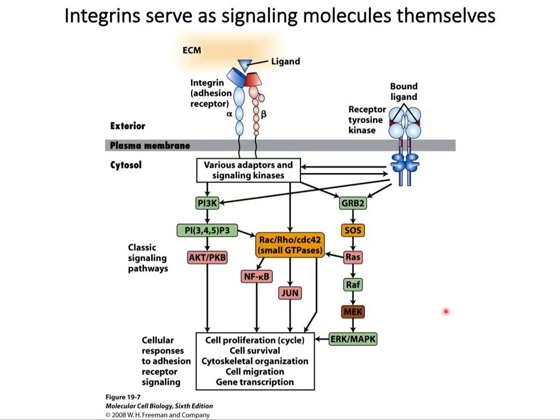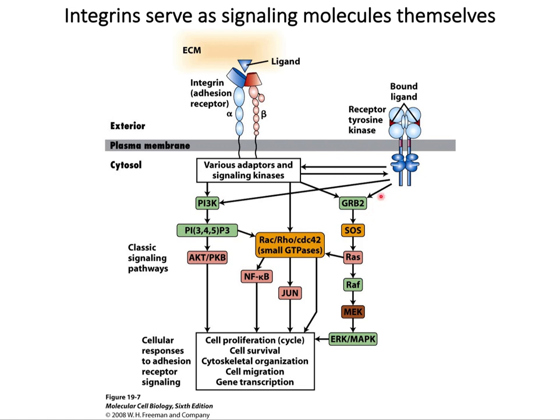And then another interesting aspect of integrin is that not only are they activated by cellular signaling, but they themselves can serve as signaling molecules. So their only job is not just to bind to extracellular matrix and connect cells through the cytoskeleton, but they can also propagate signals. And this slide illustrates some of the signaling pathways that can be propagated from integrins.